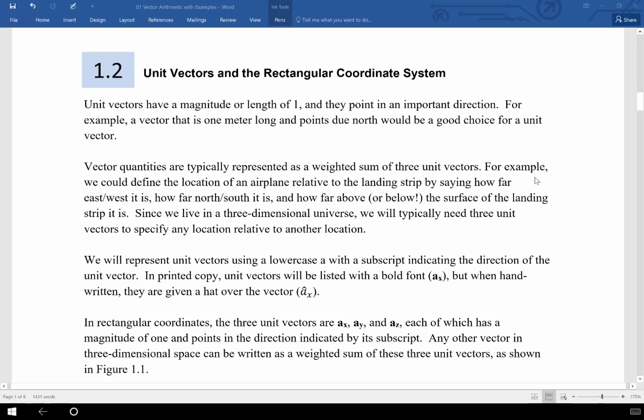We can then express a location or a quantity, a vector quantity, as the sum of three of these unit vectors. And so, for example, if I wanted to land a plane, I know exactly where I want to land. And I know how far away I am, north-south, and how far away I am, east-west. And I also know how far above the Earth's surface I am. So those three quantities will help me to identify where I am relative to the desired landing point.